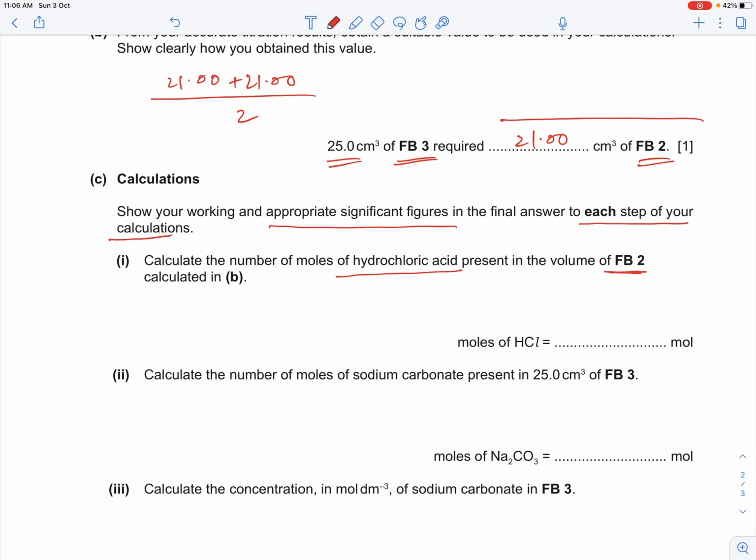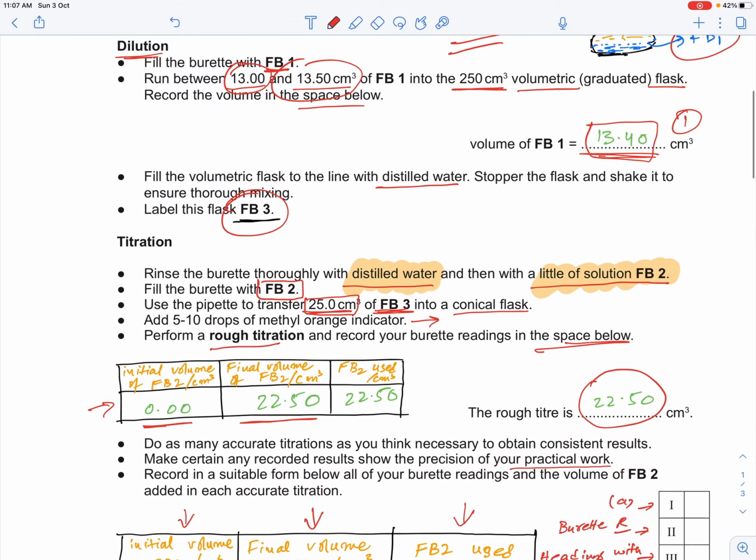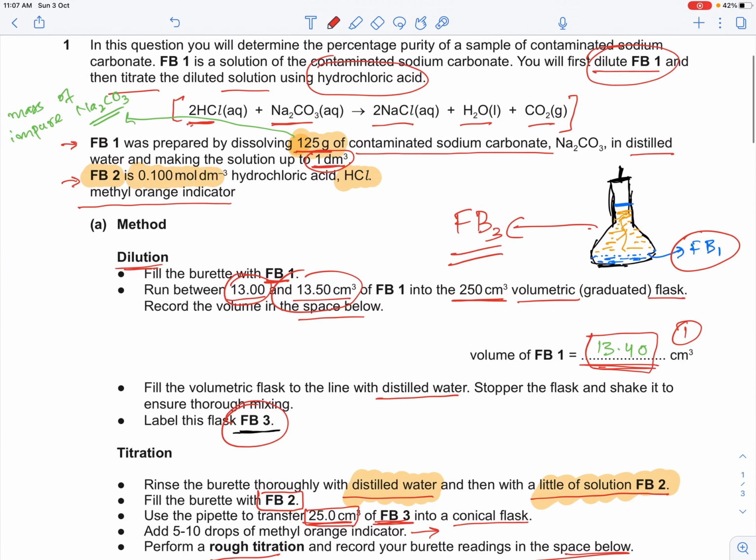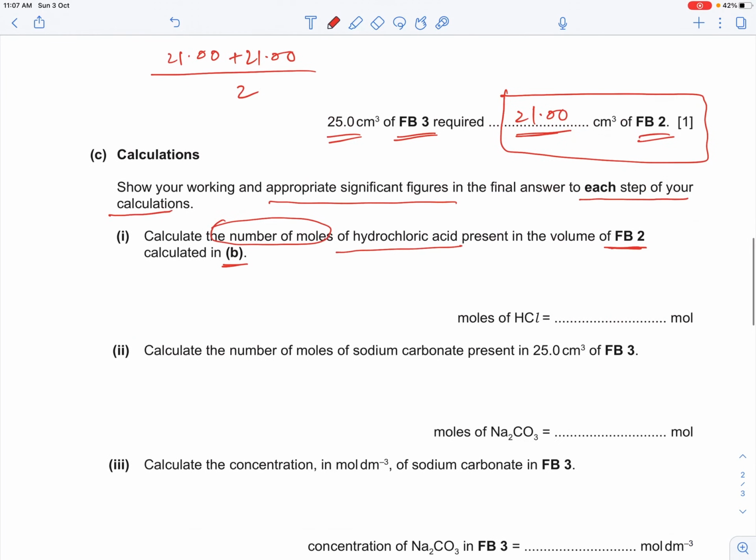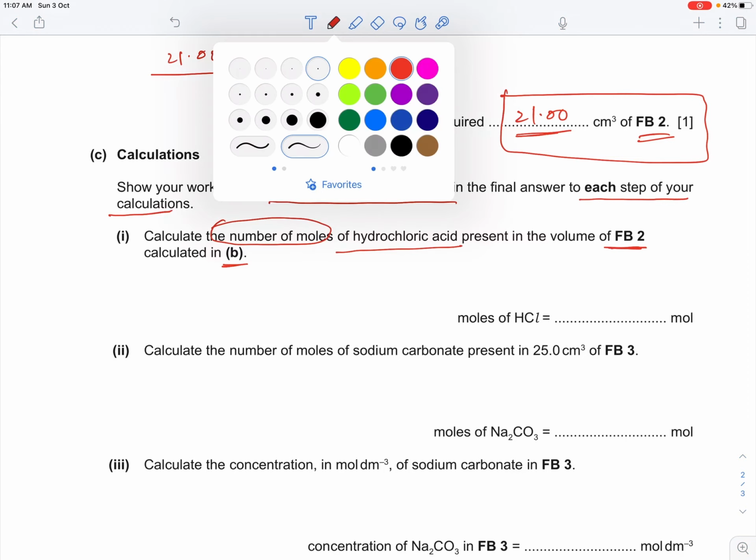Right, we have already calculated the volume of FB2. So they are asking about the number of moles of hydrochloric acid present in this volume, calculated in B. If you move to the first part of this question, they have given us the concentration of acid FB2, which is 0.1 mole per dm cube. And if we have concentration and volume, then moles can easily be calculated.